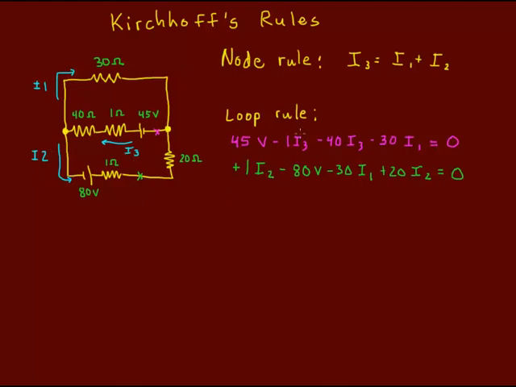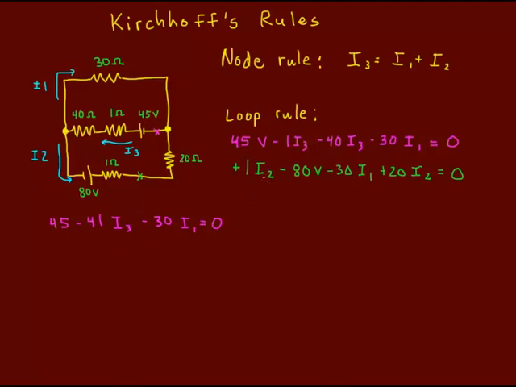So now I'm going to consolidate the terms in these two loop rules. I'm going to start with this one and write it down here. I've got 45 volts. I'm going to drop off the unit at this point and just write it as 45. Now, I have two I3s. I've got 1 I3 and 40 I3, both of them negative. So I'm going to write minus 41 I3, because I'm just going to add them together. And then minus 30 I1 equals 0. What we see here is that we have two unknowns in this equation.